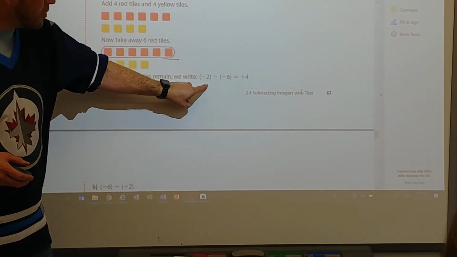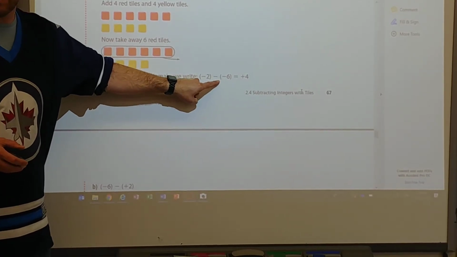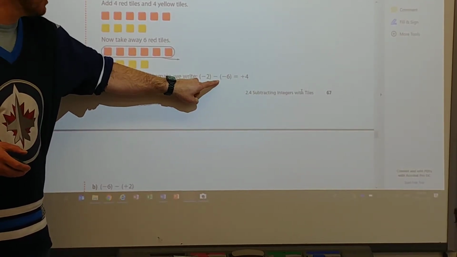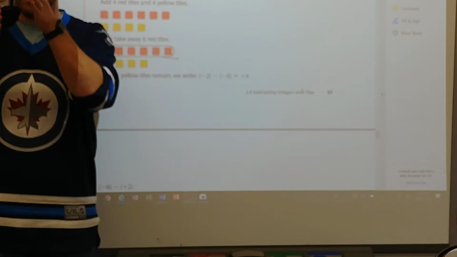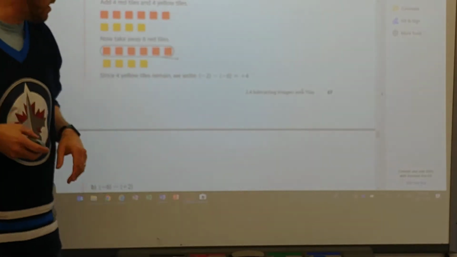Okay. Minus 2, minus a negative, does that go up or down? Up. So I knew I was going from minus 2 and then up 6. If I had that number line and I had 0, I'd start at minus 2 and I'd go up 6 to get to positive 4.